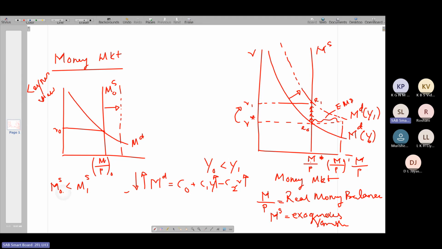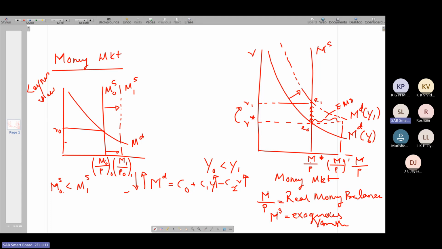Now the money stock increases from M0 to M1. This is M0. Now this is money supply M1. Price level we take as the same, right? We are not talking about the price change. We need to denote that the money stock increases from M0 to M1. So the real money balance will increase, because the money supply increases. So that means the money supply curve shifts to the right, from M0S to M1S.